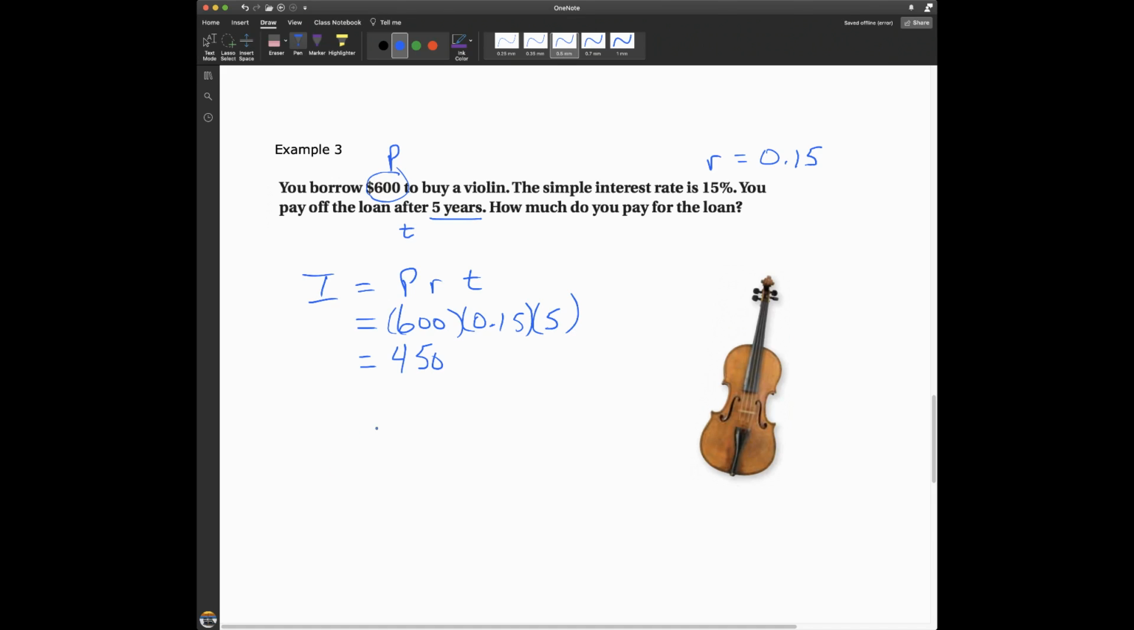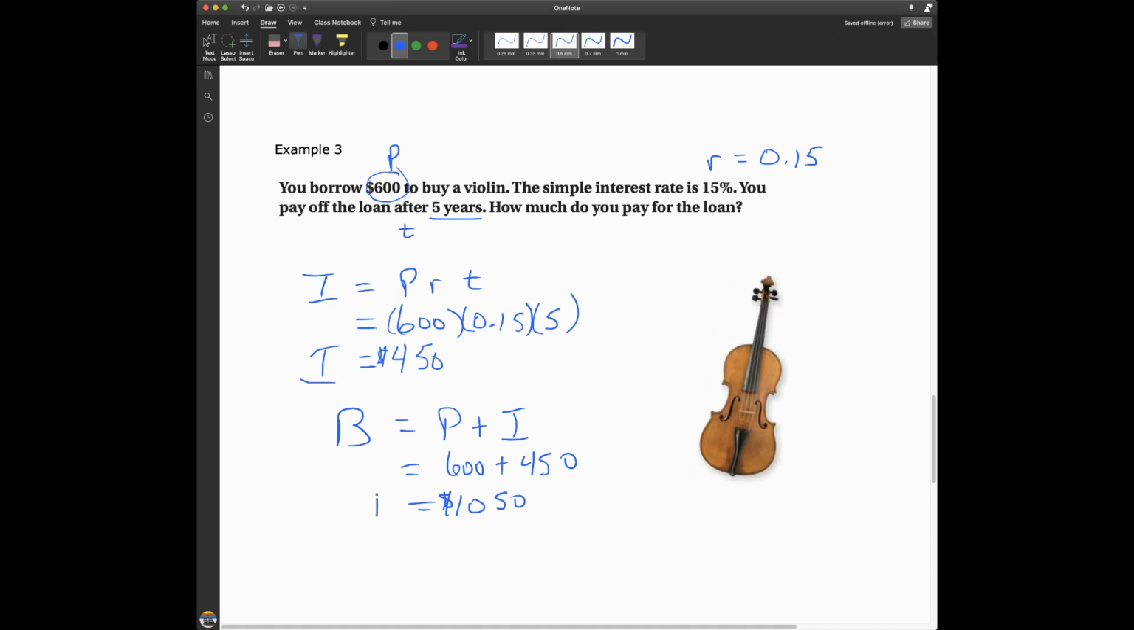Well, this is our interest. The amount we paid back for the loan, that would be the balance of the loan. It's the same balance formula we used before. So it's 600 plus 450. That equals $1,050.